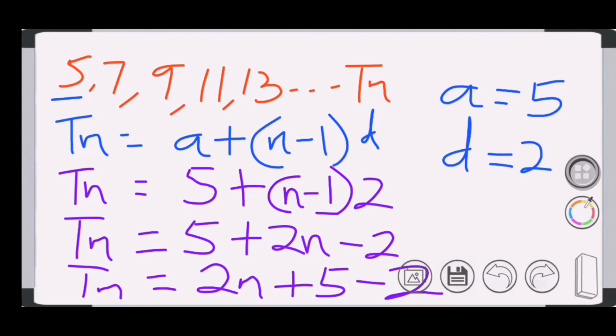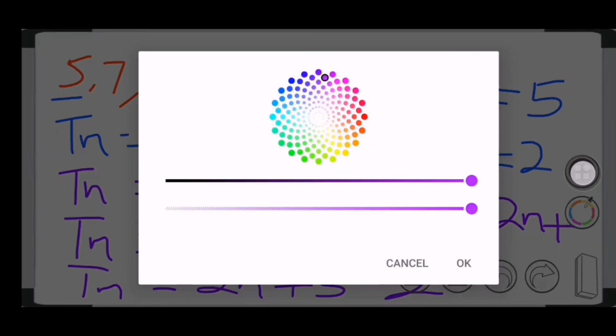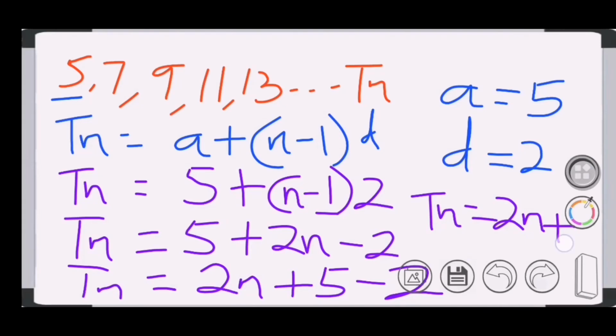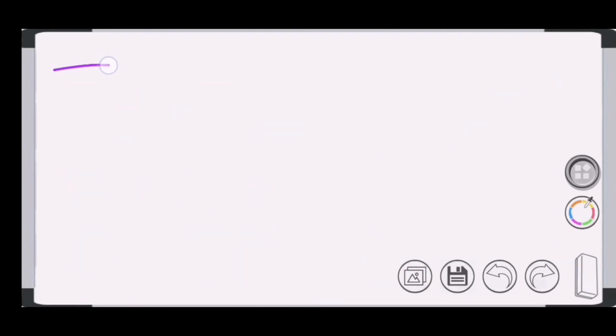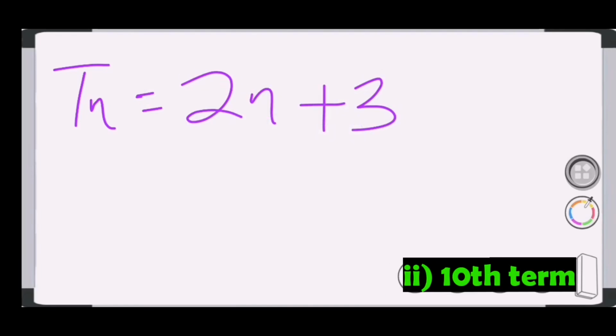What will be our answer? Tn will be equal to 2n. What is 5 minus 2? Plus 3. We have a 3. So it's plus 3. That is our rule. Great. So we had Tn equals 2n plus 3. What will be our 10th term?